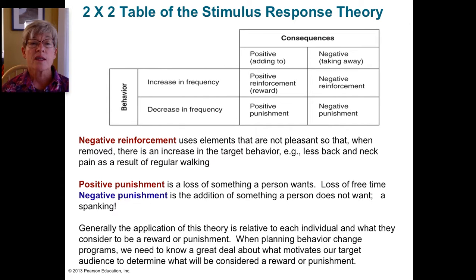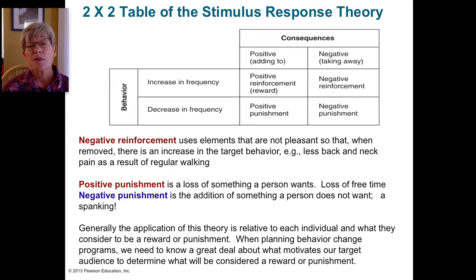For me personally, negative reinforcement is really important for maintaining my therapeutic exercise practice, because when I do my therapeutic exercise practice every day, my back does not hurt. So removing the back pain or less back and neck pain as a result of regular walking or regular exercising would be an example of negative reinforcement, taking away something negative. Positive punishment is the loss of something a person wants. So for example, loss of free time. Where negative punishment is the addition of something a person does not want, such as a spanking.